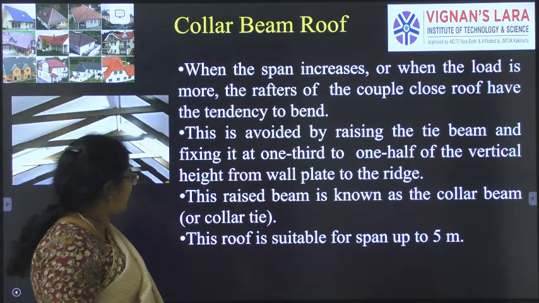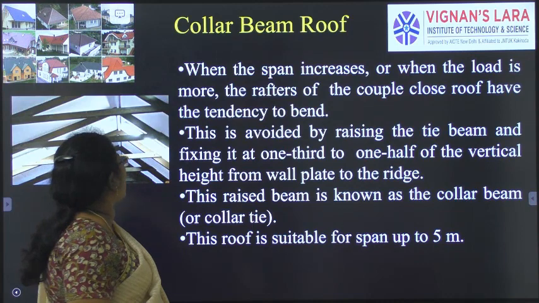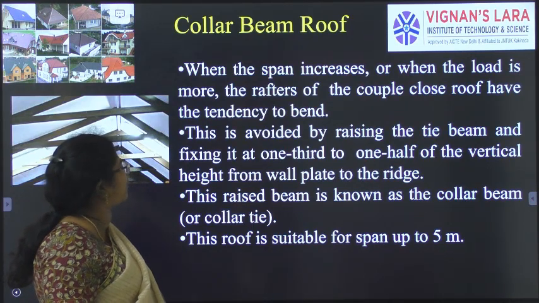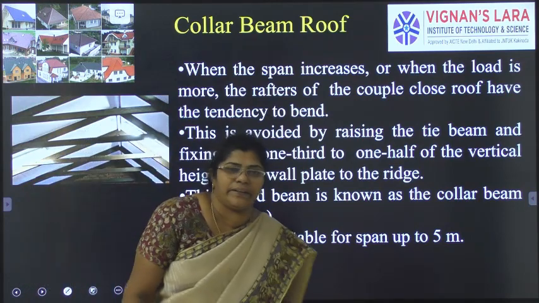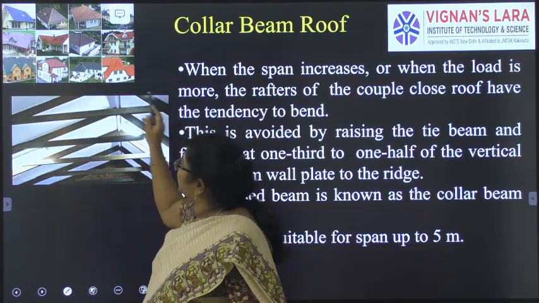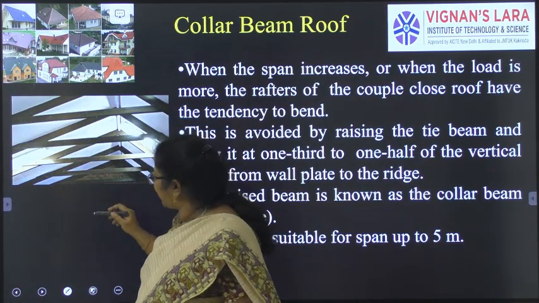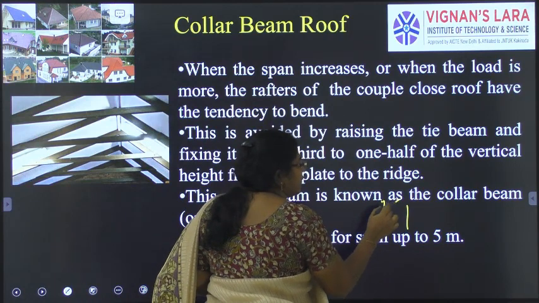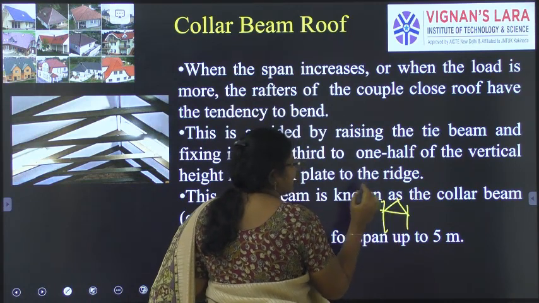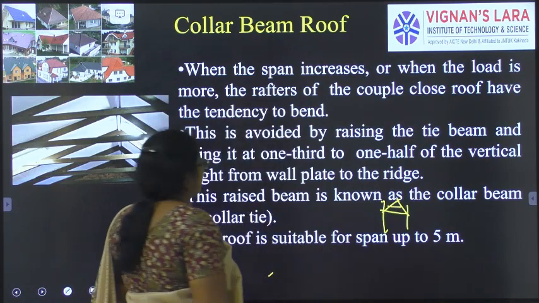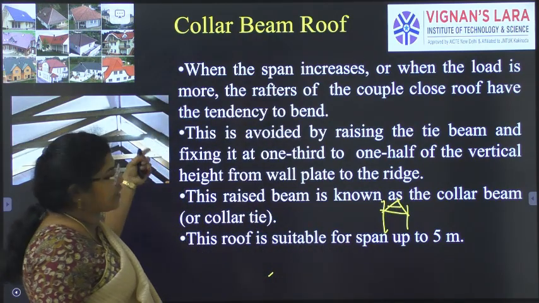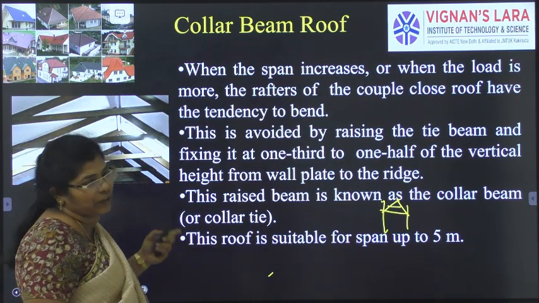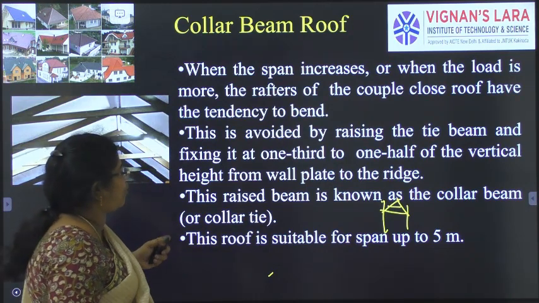Okay, the next one is the collar beam roof. In the collar beam roof, when the span increases and the load is more, the rafters of the couple roof have a tendency to bend. Right. So what we have done is that we have the rafters like this and we have the tie like this. Here the ties will be here, right? So that it gives additional strength to the beam. It can go up to 5 meters, whereas the couple close roof goes up to 4.2 meters.